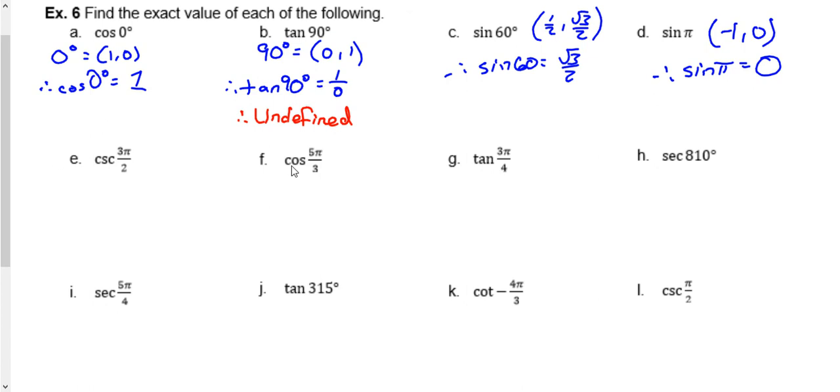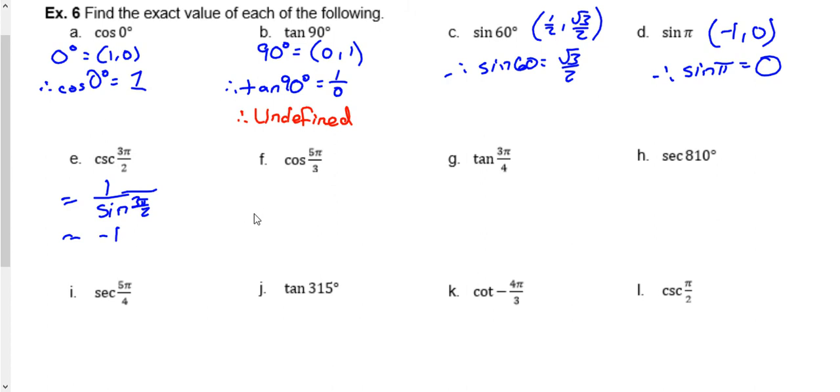So for the next few here, I'm not going to write down the coordinates anymore. I'm going to assume that you're looking up the coordinates. On this one here, this is the same thing as saying, first off, 1 over sine 3 pi over 2. And 3 pi over 2, you're looking at the 270 degree marker. So sine there is equal to -1.